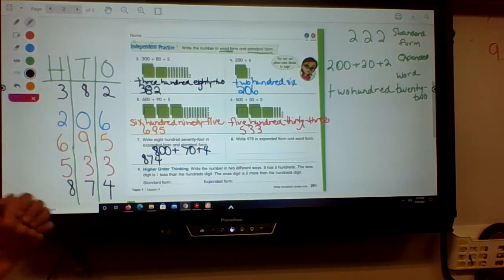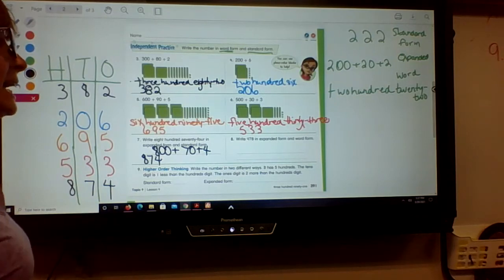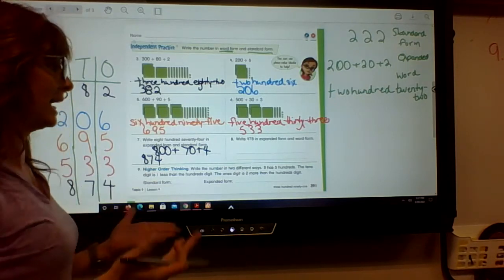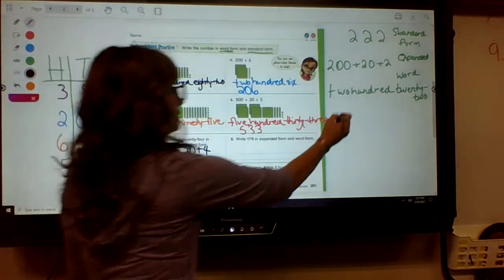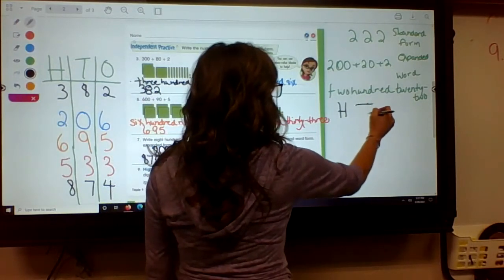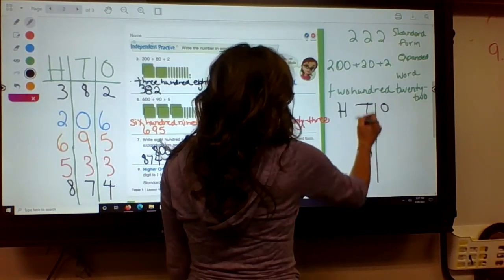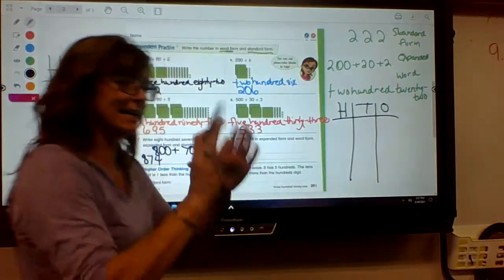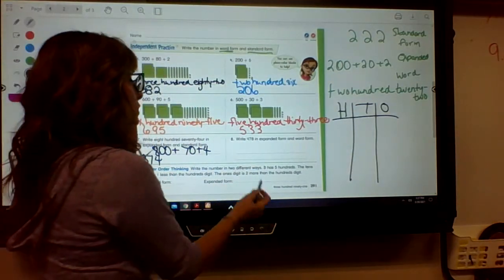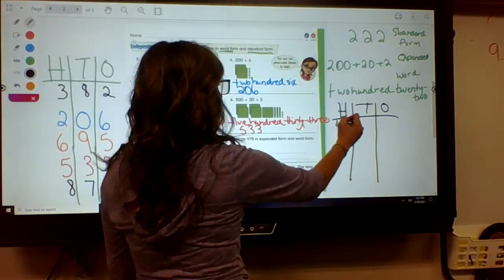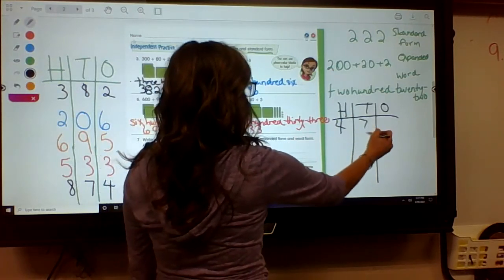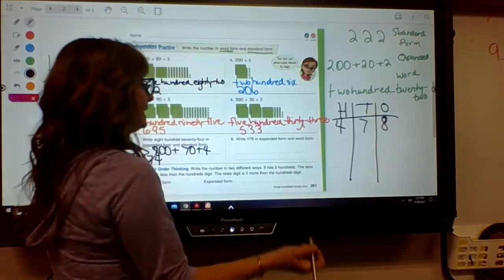All right, let's do one more. All right, write 478 in expanded form and in word form. All right, so hundreds, tens, ones. If this helps you, it helps me, so it keeps me in order and keeps my numbers nice in a row. All right, so we have 478, okay? Write it in expanded form.